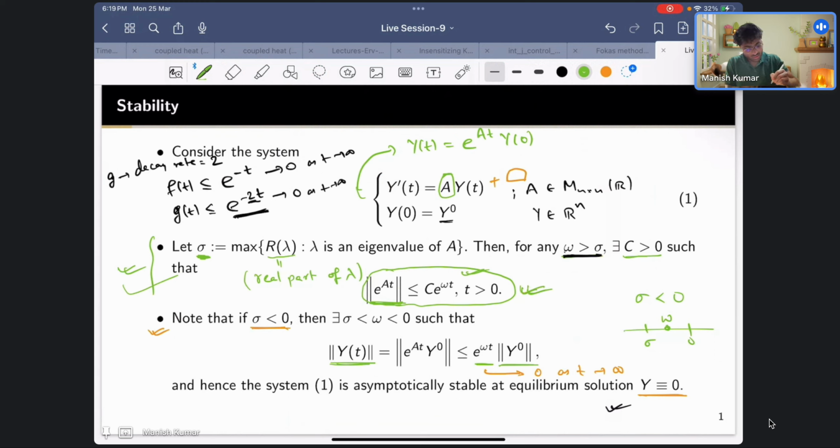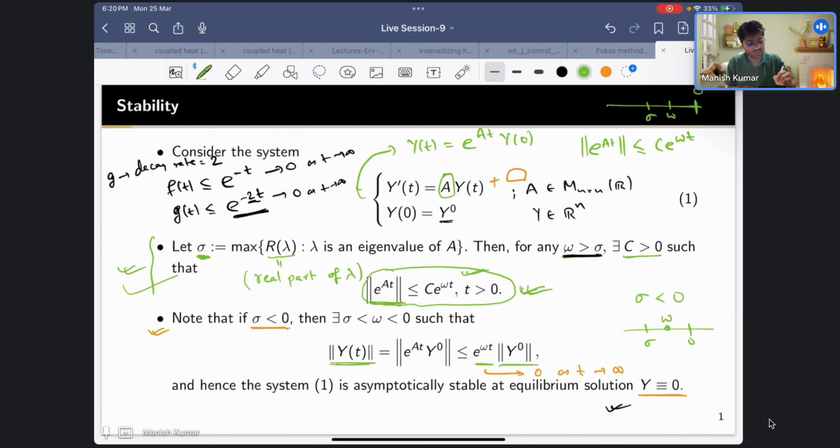Now you see this e^(At) norm, if it is like this, C e^(ωt), from here I cannot say, I mean this is your omega and this is your sigma. Now suppose I am talking about the stability kind of thing, so this is your 0.